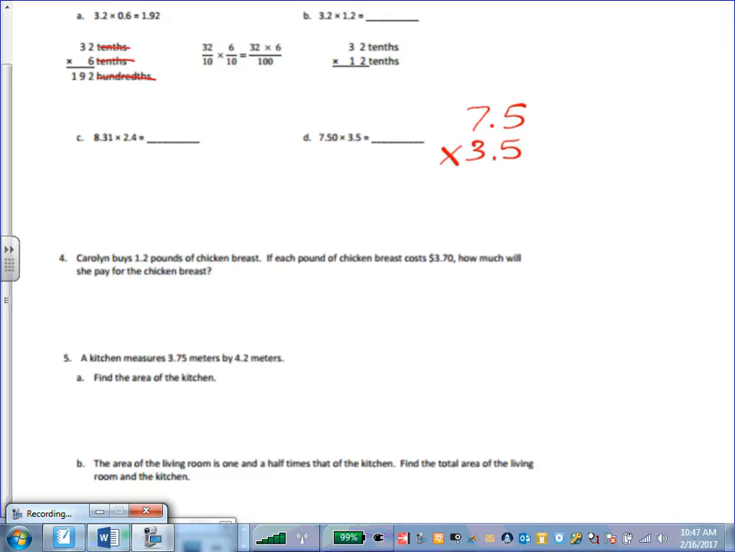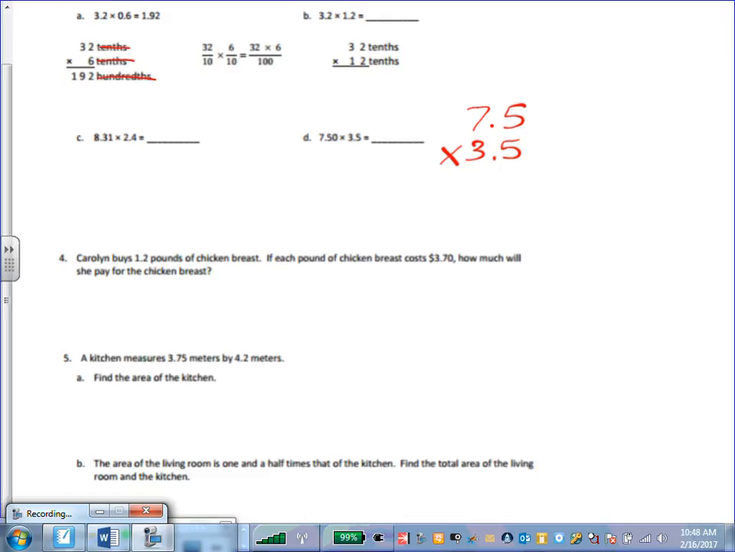Carolyn buys 1 2/10 pounds of chicken breast. If each pound of chicken costs $3.70, how much will she pay for the chicken? This is a real world problem. This happens every day. You go to the store, you buy chicken. If 1 pound costs $3.70 and you buy 1 2/10 of a pound, how much does it cost?